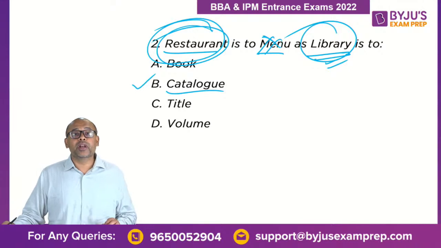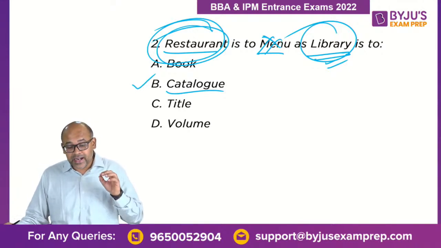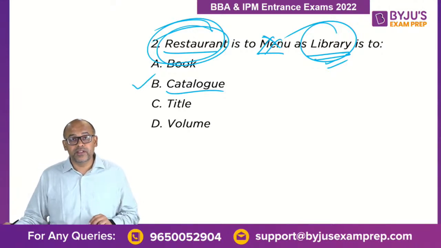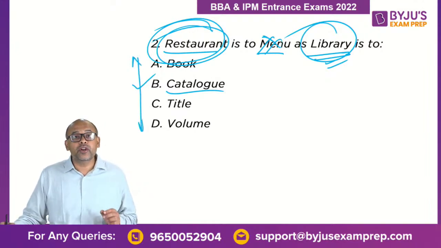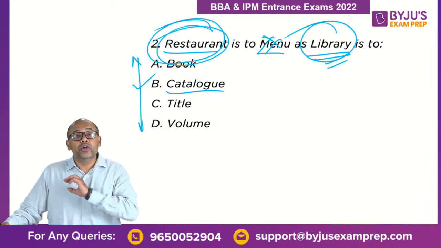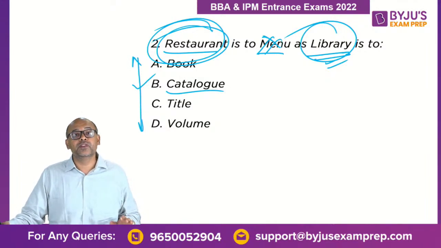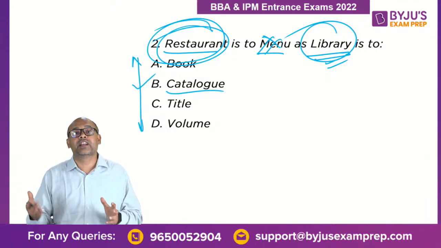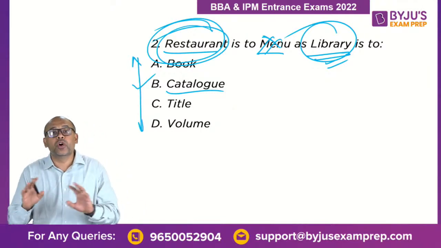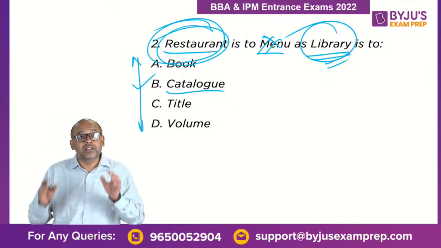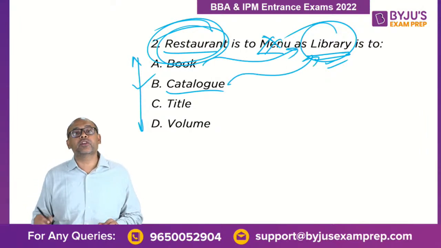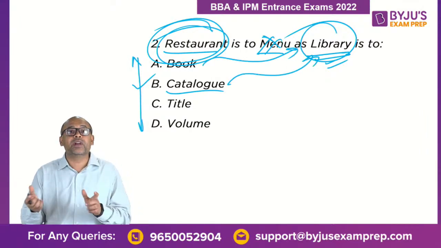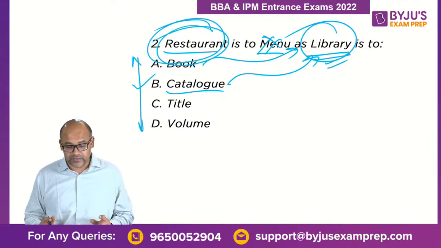So one important learning point for you: when you are looking at analogy, please read all the 4 options carefully. Don't jump to an answer which is kind of connected. Just connected is not your reason to mark it as an answer. The logic has to be the same. So book is also connected, catalog is also connected to the library. Both of them are connected, but what is the right connection? That is what you need to identify.